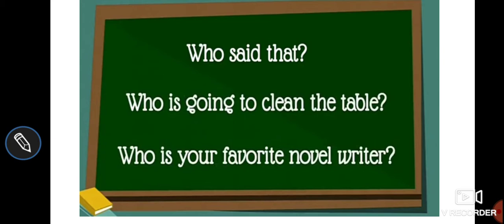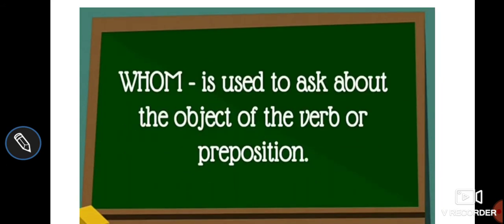Like for example, who is that? Who is going to clean the table? Who is your favorite novel writer? In these sentences, who is the interrogative pronoun. When do you use whom? Now, whom is used to ask about the object of the verb or preposition.